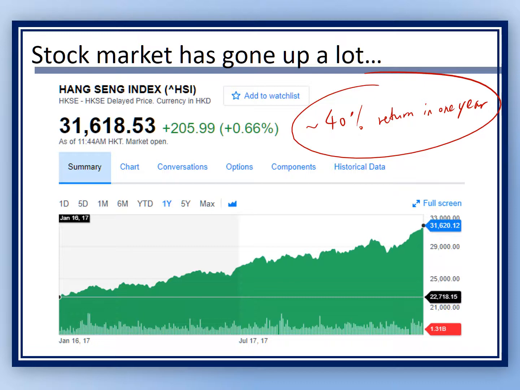Think about it. If you're bold enough to borrow money from a bank at even 10% or 20% interest, you'll still be making a lot of money because the stock market has gone up by 40%, right? So now it makes you think, I should invest. 40% in 1 year. How much more?